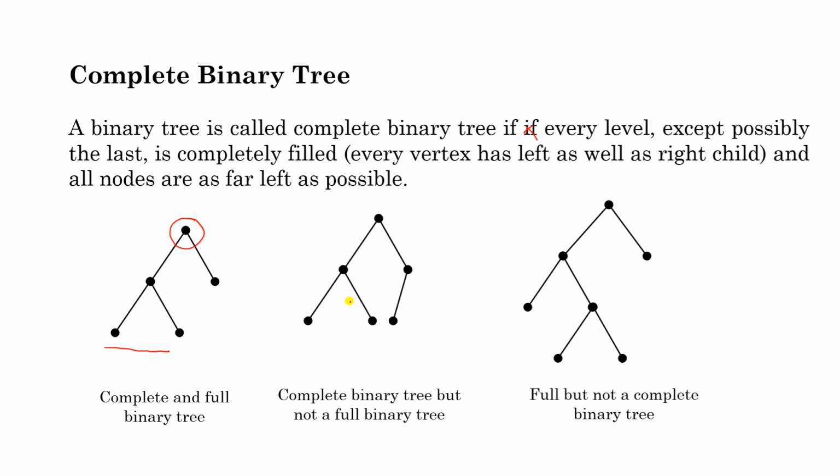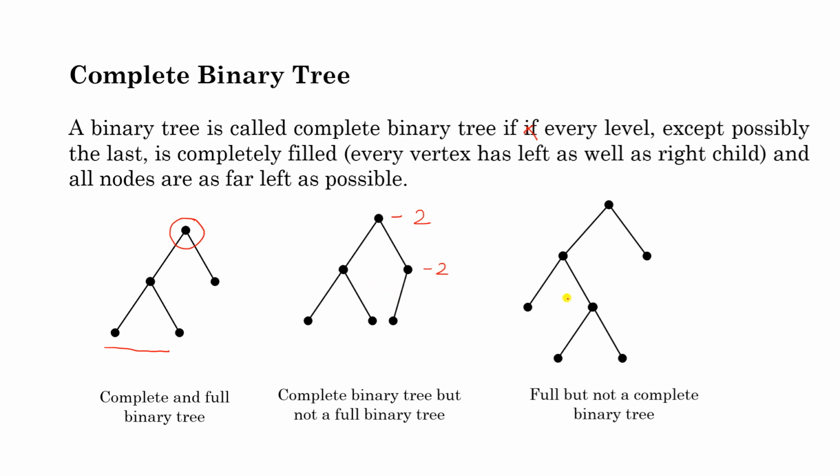This one is a complete binary tree but not a full binary tree because look at this, the degree of this vertex is 2, again the degree of this vertex is 2. So two vertices are there of degree 2. So this is complete but not a full binary tree.